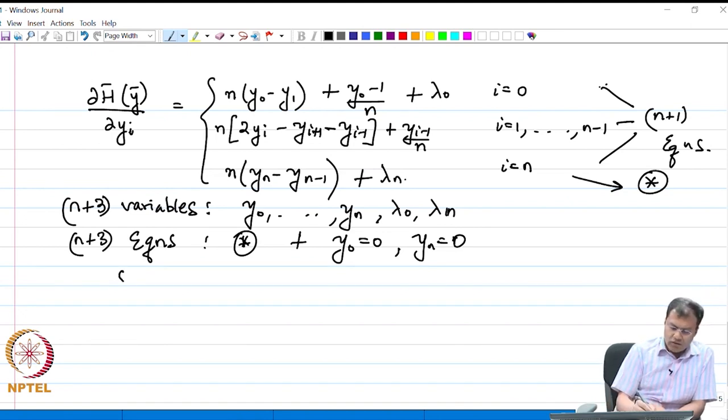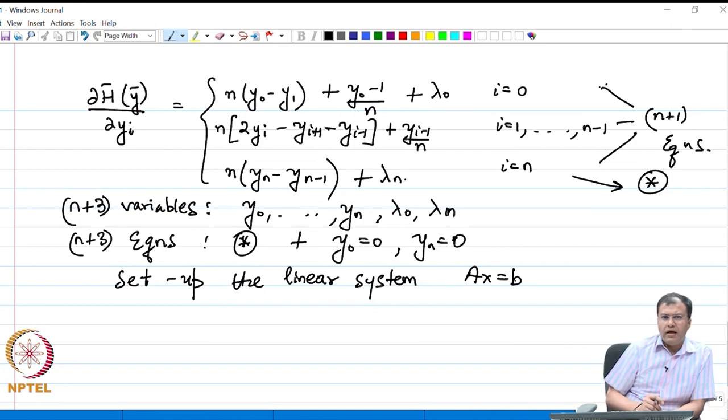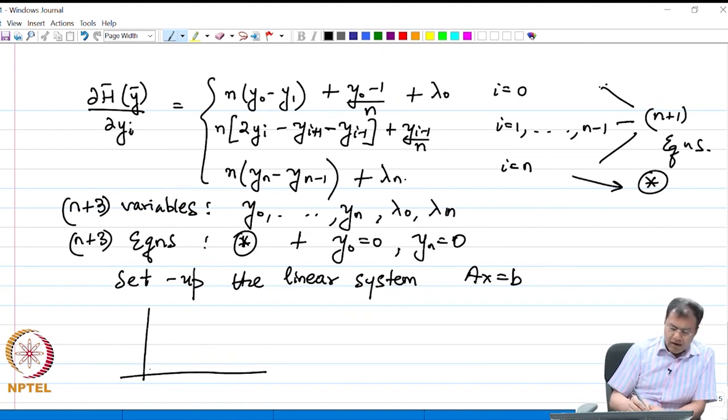So, then all I have to do is set up the linear system Ax equals b, and solve the system that gives us the unknowns y_i's. Those y_i's are the approximate solution to the extremal, and that is the end of the solution methodology. But just to highlight how this solution compares with our exact solution, I have done some numerical simulations, and I would like to compare how it matches with the exact solution.